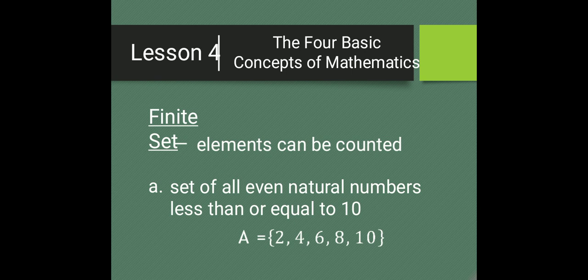So, we have A as the set of 2, 4, 6, 8, 10, because 2, 4, 6, 8, 10 are the only even natural numbers that are less than or equal to 10. So, 12 is not included, because of the condition. Then, since the number of elements can be counted, how many elements are in set A? We have 1, 2, 3, 4, 5. So, we only have 5. And we know the last number for that set. So, the set is called a finite set.